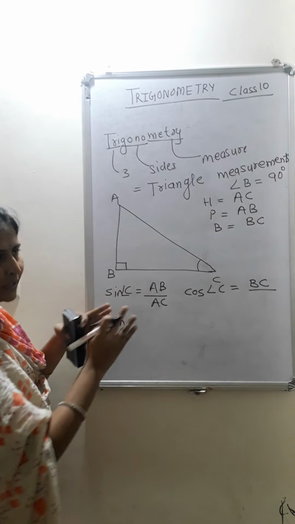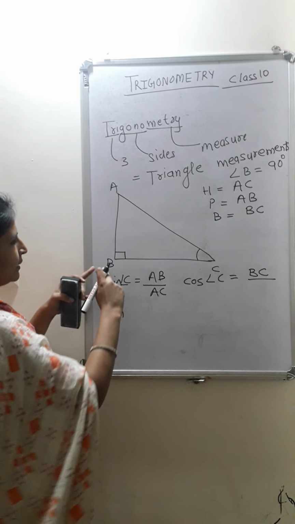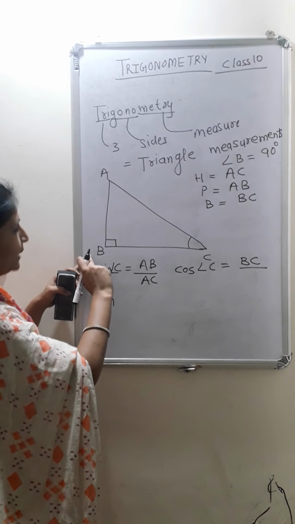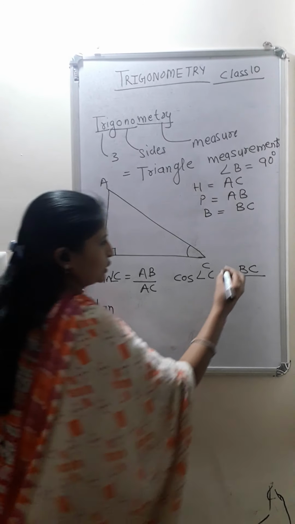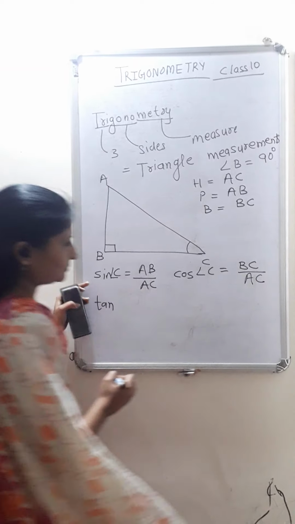Now hypotenuse will remain the same for angle A as well as for angle C. Hypotenuse will always be the side opposite to angle B. The side opposite to 90 degrees will always be considered as hypotenuse. So therefore BC upon, we will write down here AC.